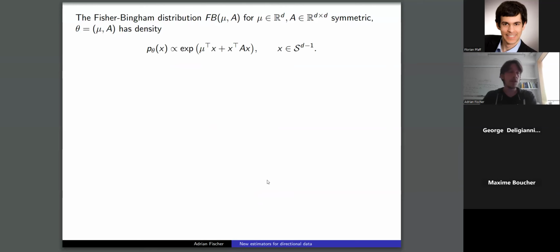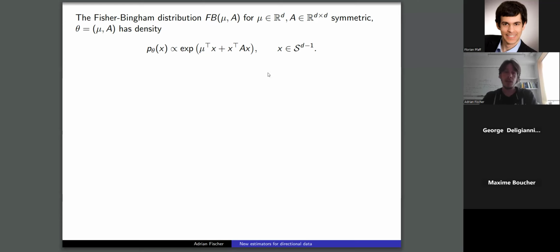Our main focus will be on the Fischer-Bingham distribution. The Fischer-Bingham distribution depends on two parameters, mu and A. Mu is a vector and A is a symmetric matrix. And it has this density.